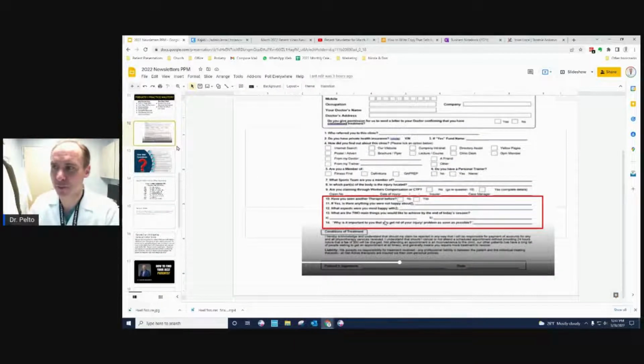This is something I learned recently. I was doing something with Paul Wright, and he had these questions here. I don't know if you can read these, but basically it says: have you been seen by another podiatrist before? If yes, is there anything you weren't happy about? What aspects were you most happy with? What are the two things you'd like to achieve by today's treatment? And why is it important that you get rid of the injury as soon as possible?